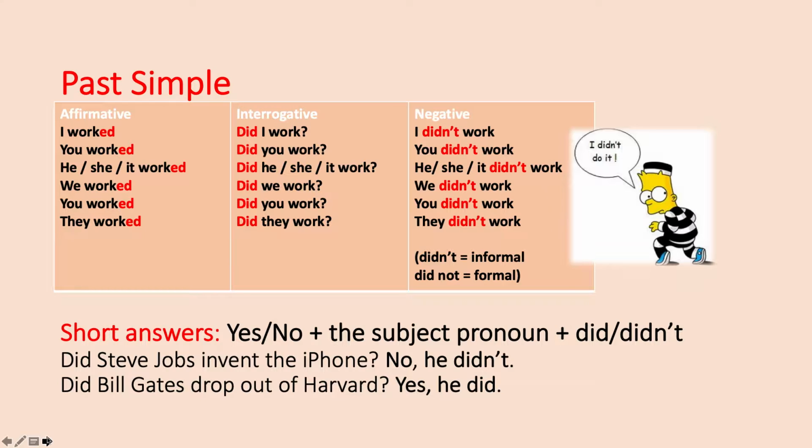To make questions, we use did and we drop the ending -ed. So we say, did I work? Did you work? Did he work? Notice that we drop the ending -ed from the main verb.